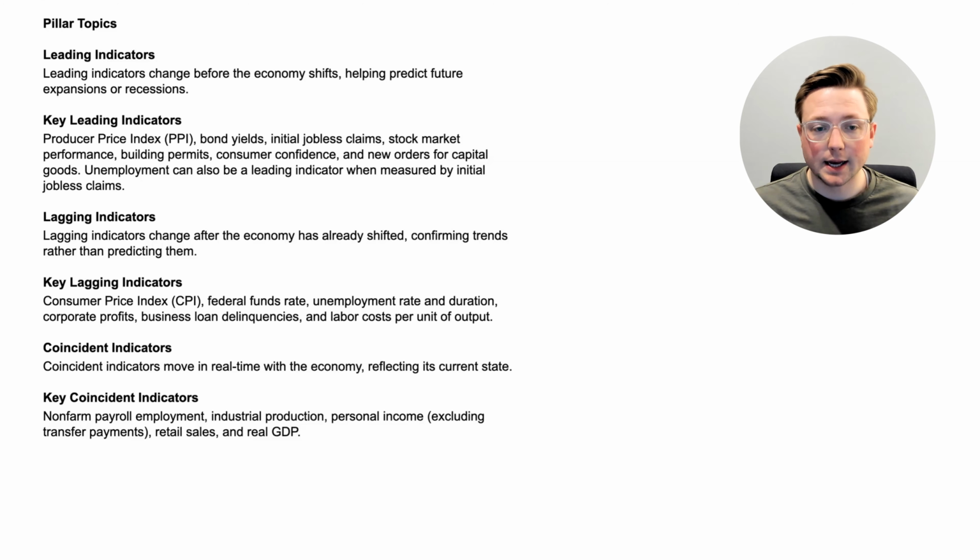First off, leading indicators. Leading indicators change before the economy shifts, helping predict future expansions or recessions. So again, the key word there I think is predict, the things that are happening that are telling you something is about to happen. And key leading indicators that you should know: producer price index or the PPI, bond yields, initial jobless claims or unemployment claims, market performance, building permits, consumer confidence, and new orders for capital goods.